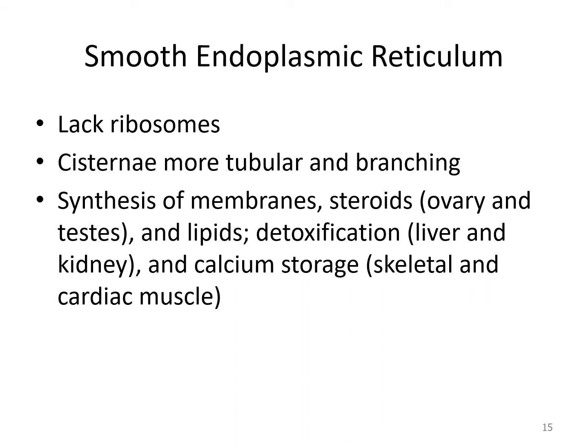The smooth endoplasmic reticulum is named because it does not have ribosomes like the rough ER does. The cisternae are more tubular and branching in the smooth ER, and this is where synthesis of membranes occurs, synthesis of steroids within the ovaries and the testes in animals, synthesis of lipids.